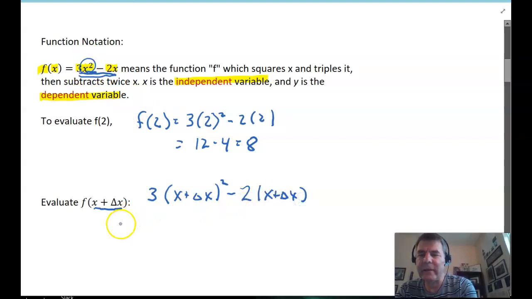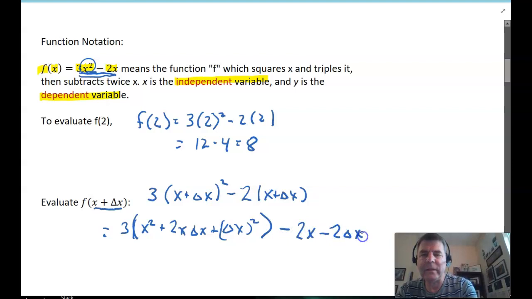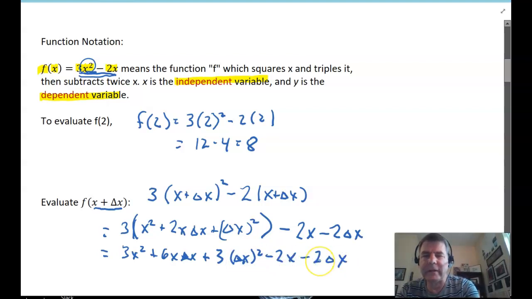Okay, if we simplify that, that's going to be x squared plus 2x delta x plus delta x squared, minus 2x minus 2 delta x. And so I have 3x squared plus 6x delta x plus 3 delta x squared minus 2x minus 2 delta x. And I don't think there are any similar terms for us to combine, so that is f of x plus delta x.